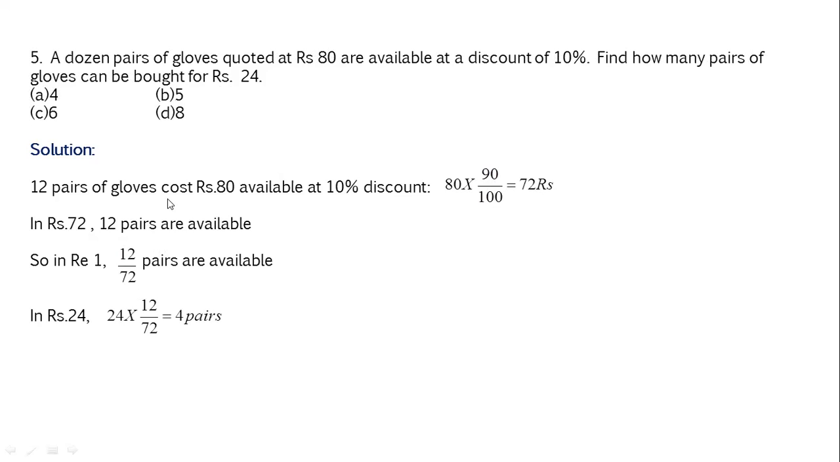Right, so 12 pairs of gloves cost how much? Rupees 72. So in rupees 72, 12 pairs are available. So in rupees 1, 12 by 72 pairs will be available. It is obvious. So what we have to calculate, how many pairs of gloves can be bought for rupees 24? So in rupees 24, 24 into 12 by 72. So it will be 4 pairs. Okay, simple example. So what will be the answer? Answer will be option number A, that is 4 pairs. Okay, then next.